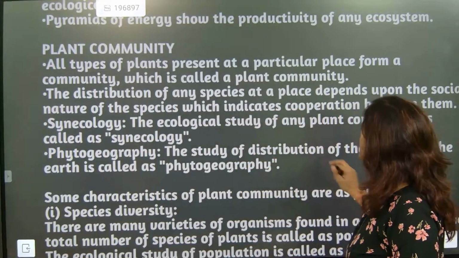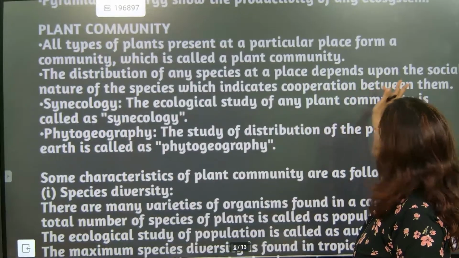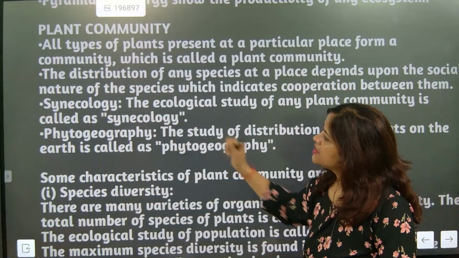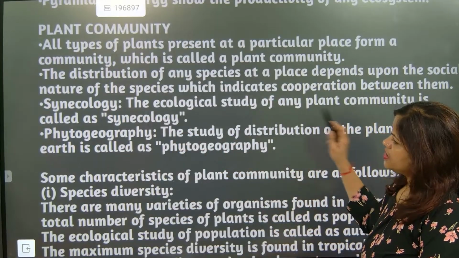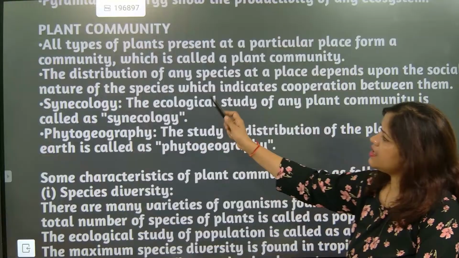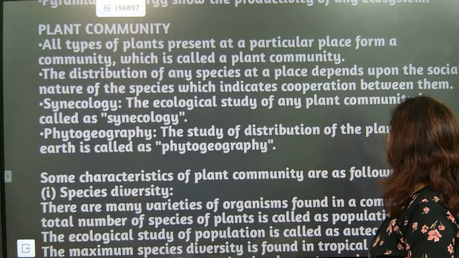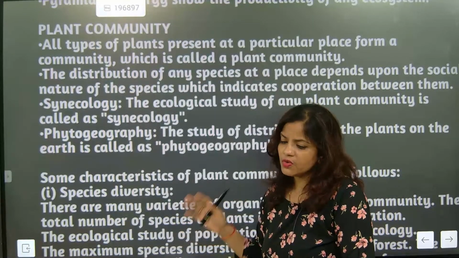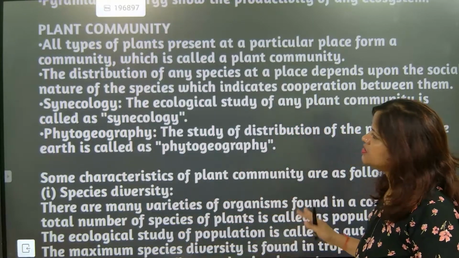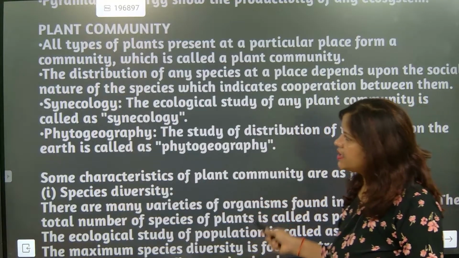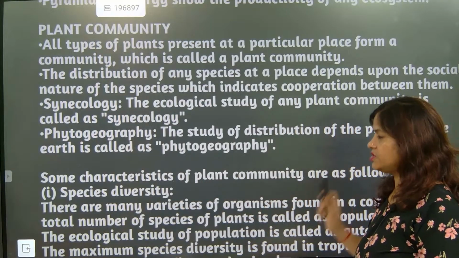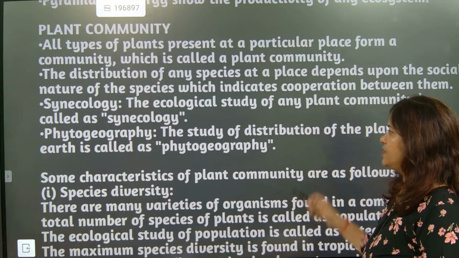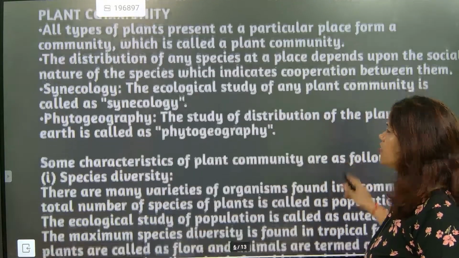The distribution of any species at a place depends upon the social nature of the species, which indicates cooperation between them. That is synecology. What is synecology? The ecological study of any plant community is called synecology. Understood? Synecology means studying a particular plant community. If you read it as syn-ecology, it will become easy. Now, phytogeography, the study of distribution of plants on earth.